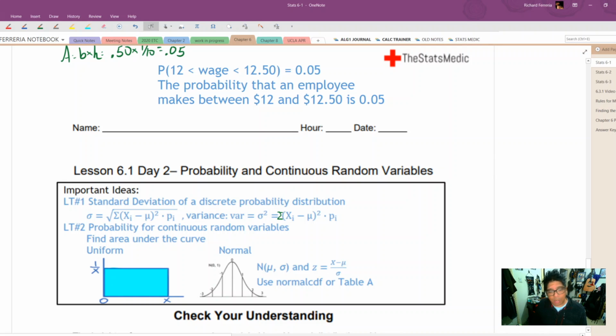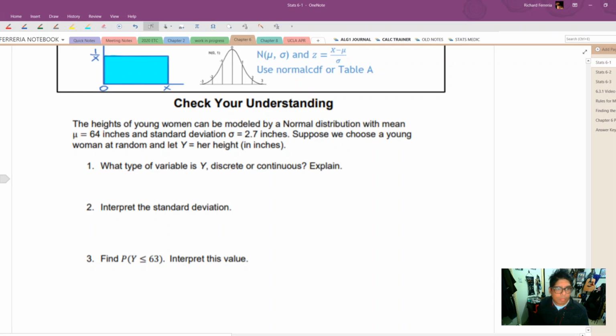So now let's check our understanding. The heights of young women can be modeled by a normal distribution with a mean mu equals 64 and standard deviation sigma equals 2.7. Suppose we chose a young woman at random. Let y be her height in inches. So notice that we said this is a normal distribution, so that's a cue to you that you should be using normal CDF for a lot of these calculations.